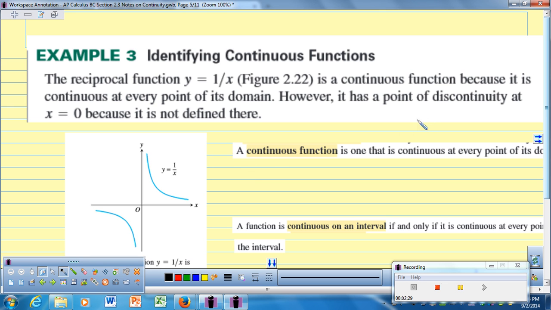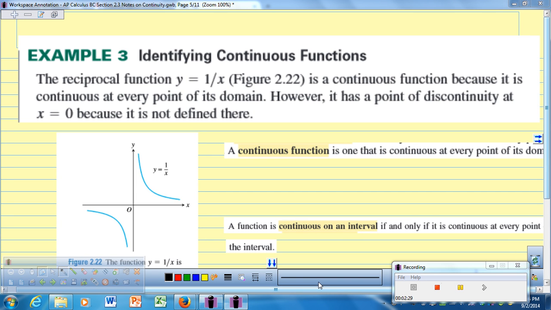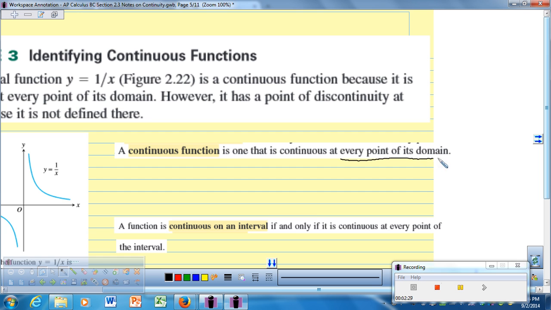Okay, two terms we need to be familiar with. We will refer to a function as being continuous if it is continuous at every point, and this got cut off, at every point in its domain. So if we think about the function f of x equals 1 over x, the domain for this function is x equals all real numbers such that x does not equal 0. So x equals 0 is not in the domain of this function.